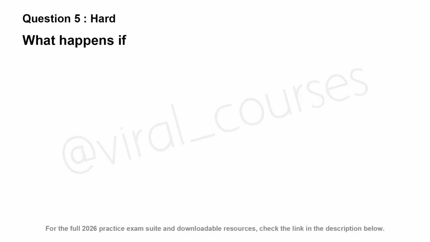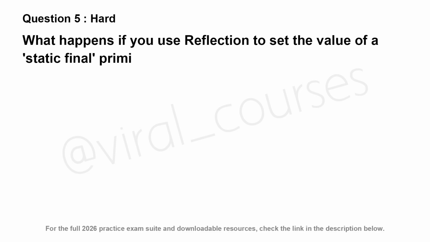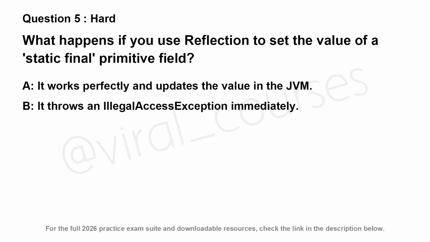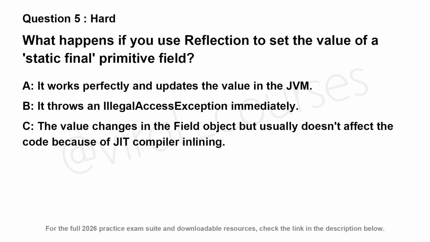What happens if you use reflection to set the value of a static final primitive field? Option A, it works perfectly and updates the value in the JVM. Option B, it throws an IllegalAccessException immediately. Option C, the value changes in the Field object but usually doesn't affect the code because of JIT compiler inlining. Option D, the JVM crashes.